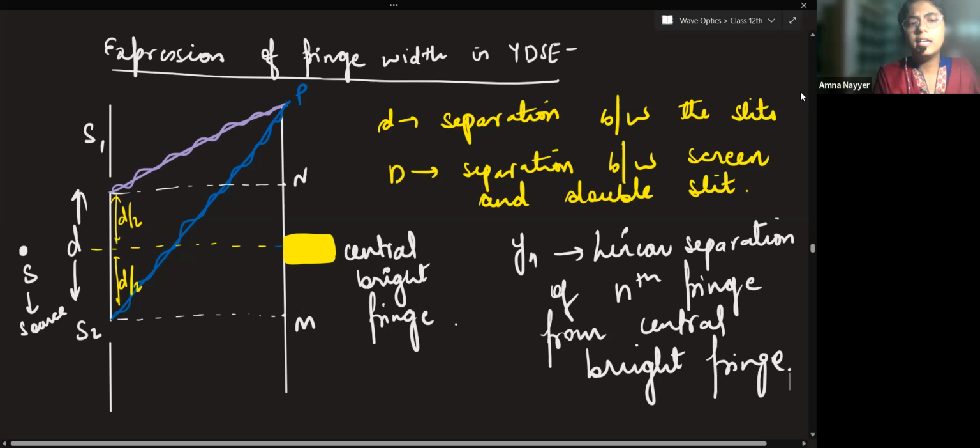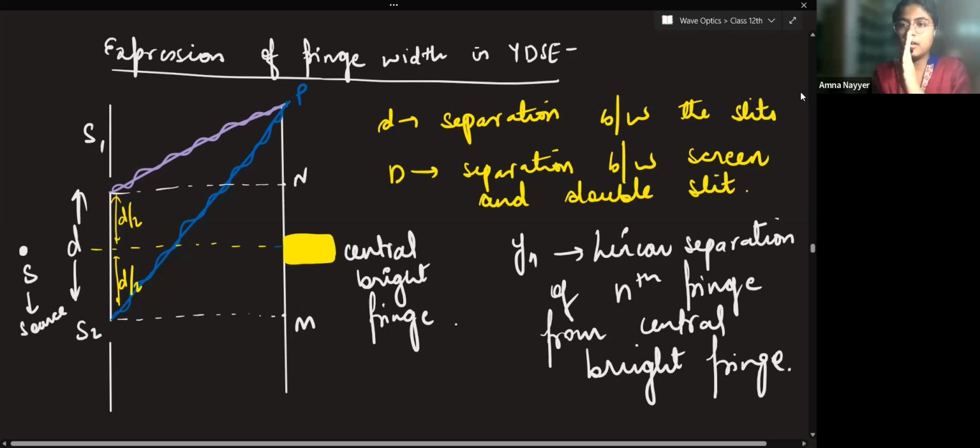Let's say I take the fifth dark fringe. This is the central bright. So first dark, second dark, in between brights are there, then third dark, fourth dark, fifth dark is there. This separation will be known as Y5, the linear separation of the fifth dark fringe from the central bright fringe. So Yn is the expression for the separation of any fringe, bright or dark, from the central bright fringe.